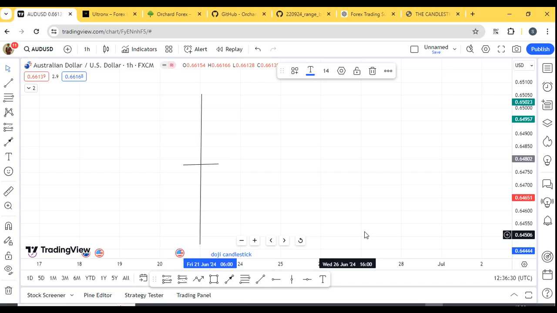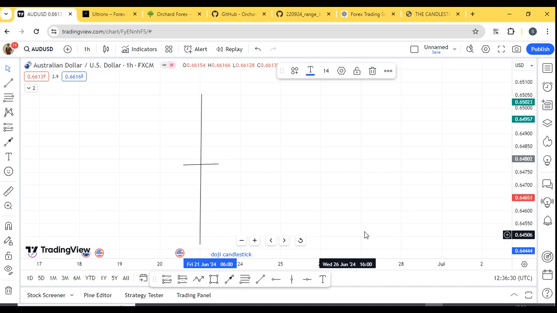So this is what we call a doji candlestick. It has neither a big nor a small body. It doesn't have any body. It just has what we call a wick. Whichever way, this is a wick. A doji candlestick does not really have a body. So this is how it is represented. Let me move forward.